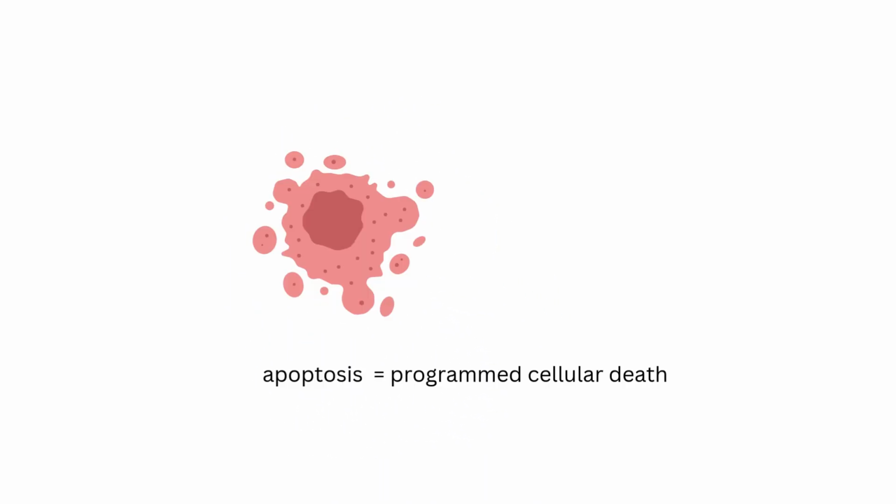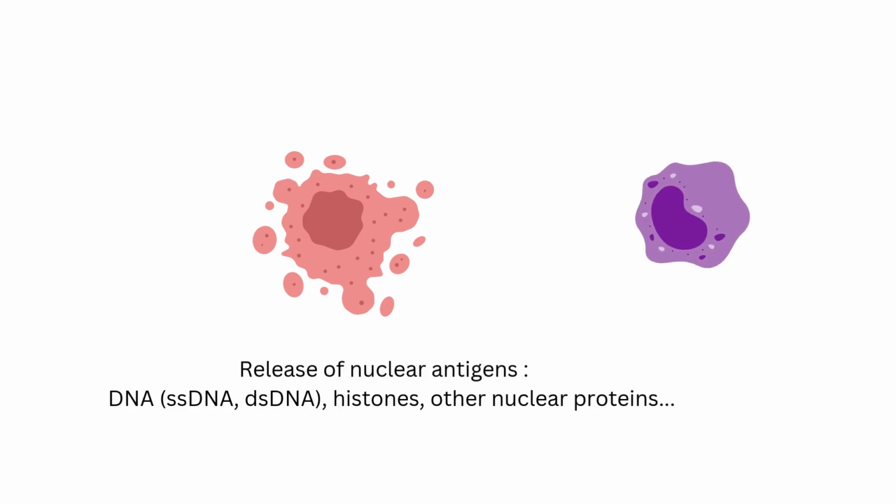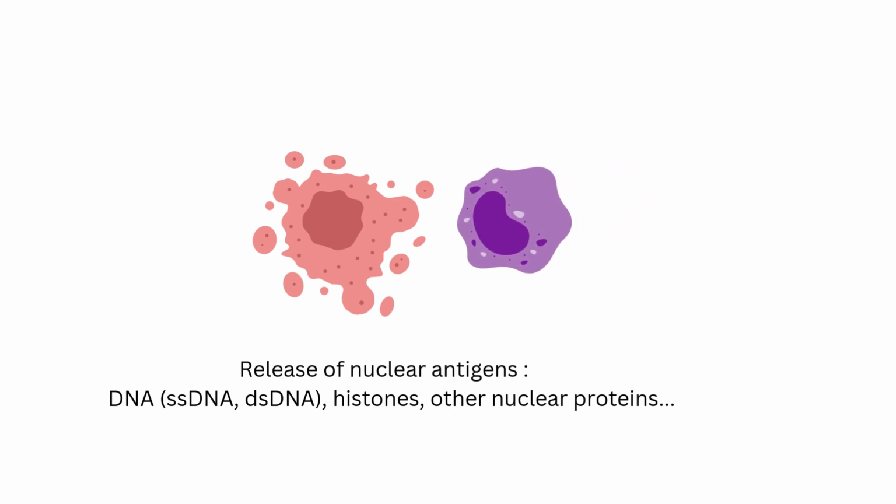Usually, cells lead a normal life until they reach apoptosis, programmed cellular death, with release of nuclear antigens, including DNA, both single stranded and double stranded, histones, and other nuclear proteins.